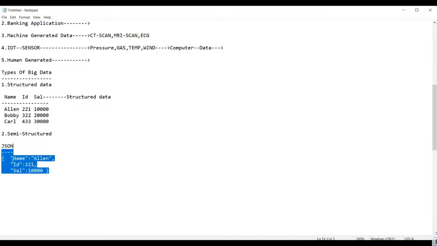Can you see here? This kind of data is called semi-structured data. And now finally, the third one is called unstructured data.